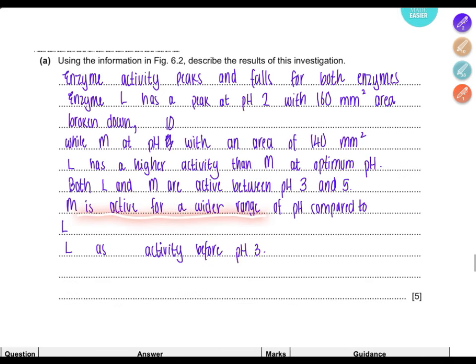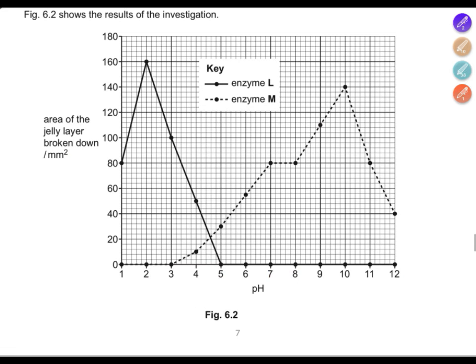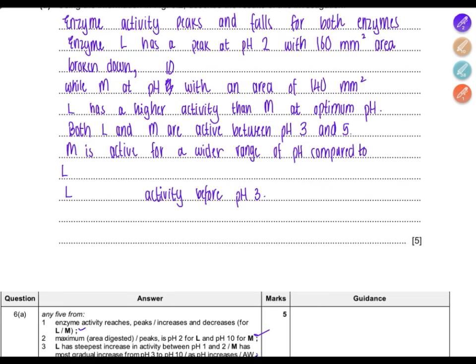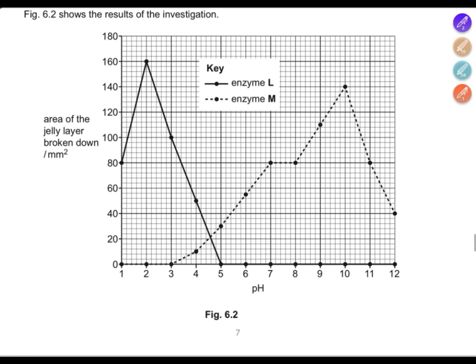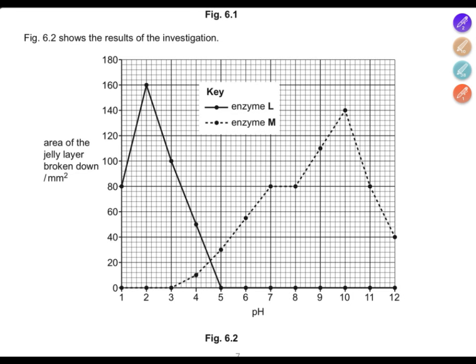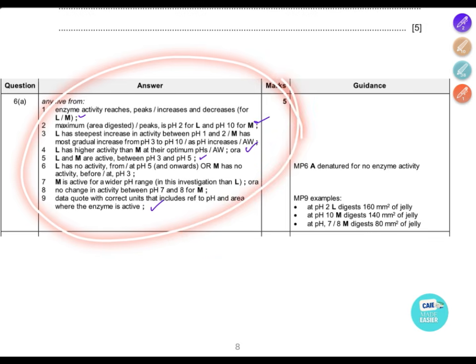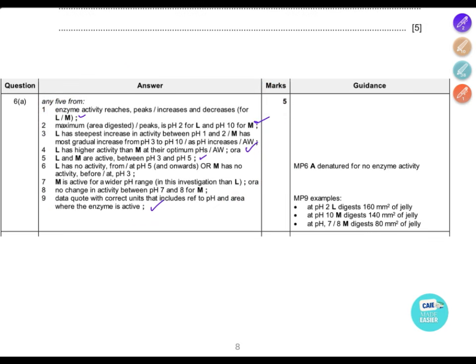M is active for a wider range of pH compared to L. Notice M is active all the way from 3, and then it stops at 12. So that's a much wider range compared to enzyme L, which is only active from 0 to 5. Sorry, 1 to 5. So the range is smaller for the first enzyme. And then finally, L has no activity before pH 3. And you can also mention that L has no activity after pH 5. So you can compare your points from here. If you have any 5 of these points at least, you will get the full mark.